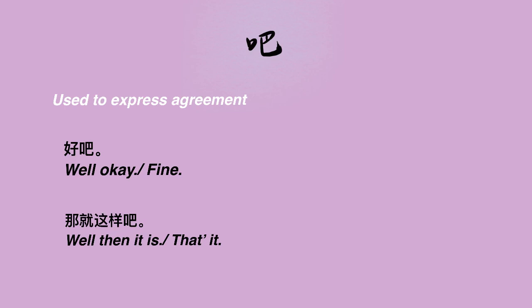Or 那就这样吧. Then so it is, or leave it as it is. So you kind of agree what the situation is and you don't want to think about it anymore. So you can say, well, 那就这样吧. I guess we have to leave it as it is now.